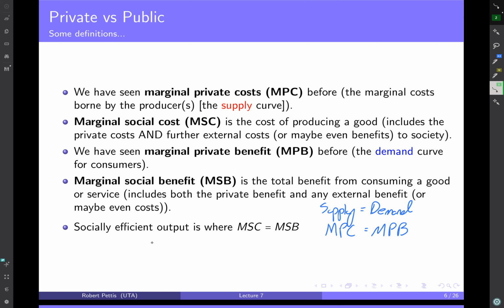All right, so next we're going to go through each of the different types of externalities. We're going to do that on a separate video, so this is going to be a 3-part series. So I'm going to go ahead and stop it here.